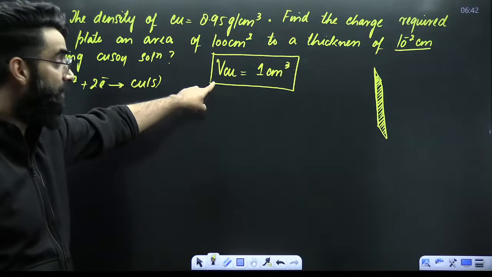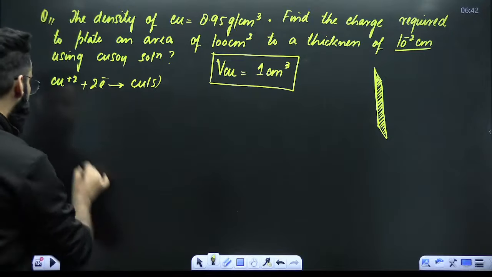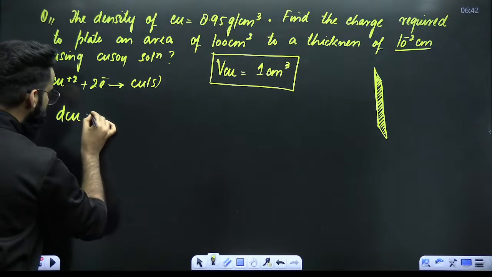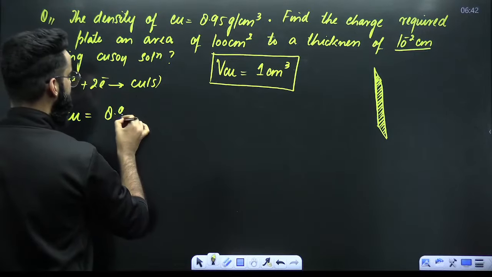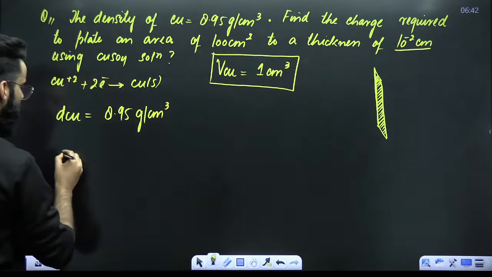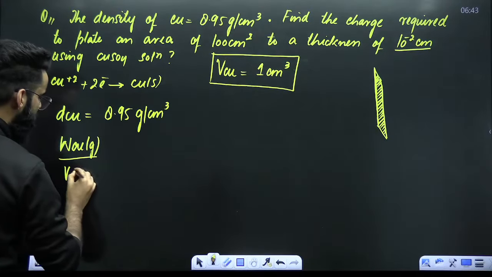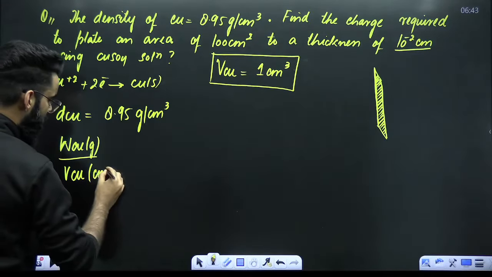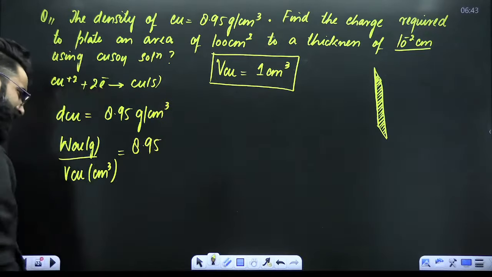Right? This much volume of copper we are depositing on the plate. Correct? Now tell me, is the density of copper given to you? Absolutely. How much? 8.95 grams per centimeter cube. Can I say density of copper is nothing but the mass of copper deposited divided by the volume of copper in centimeter cube? This is basically 8.95 grams per centimeter cube.